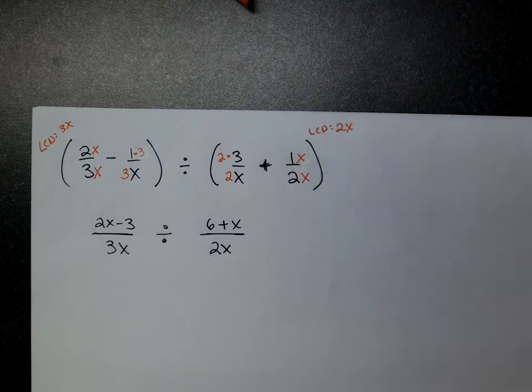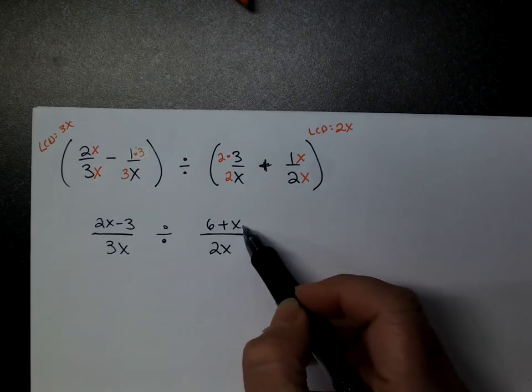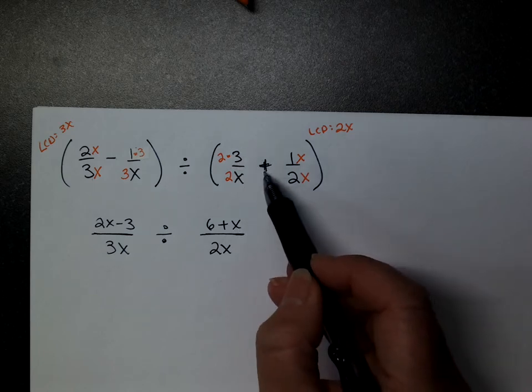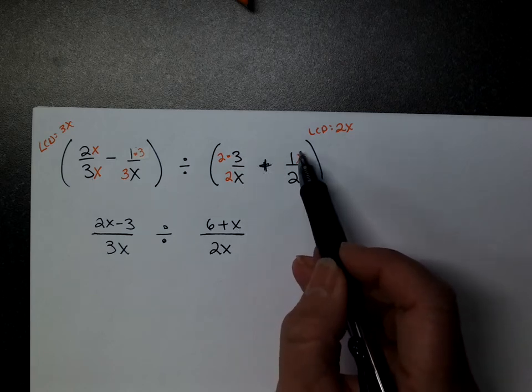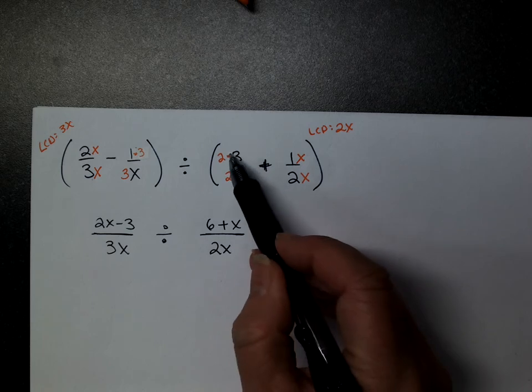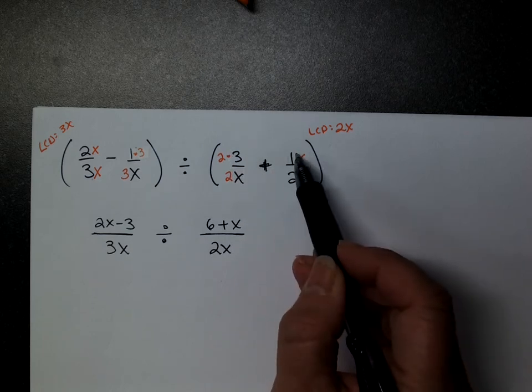If you're a person that does this when you're practicing your homework, you're not alone. For some reason, the brain wants to do this. A lot of students do this. This is not 6x. This is not 6 times x. This is 6 plus x. A very common mistake is to write that as 6x. But it's not. Plus. This numerator, plus or minus this numerator.